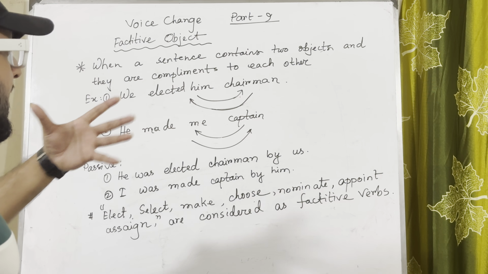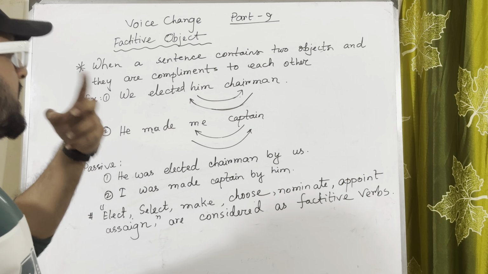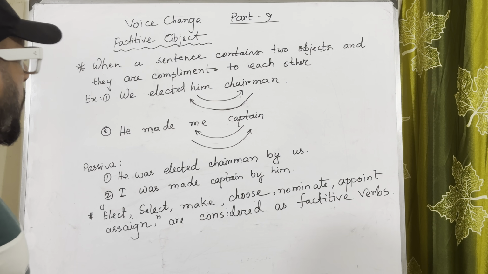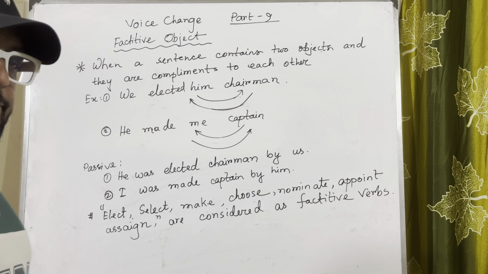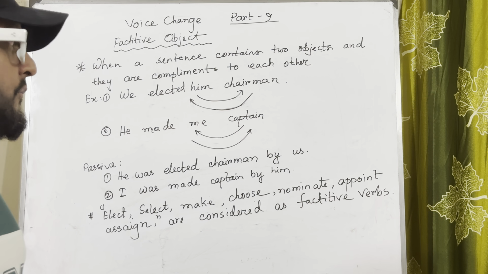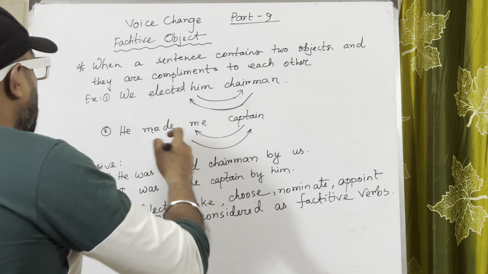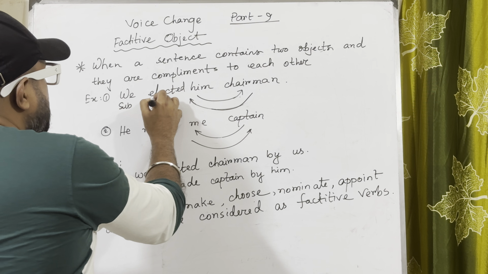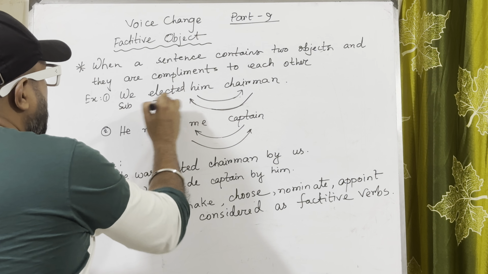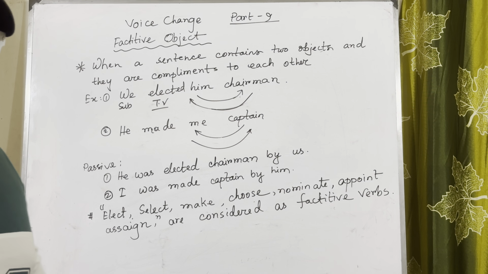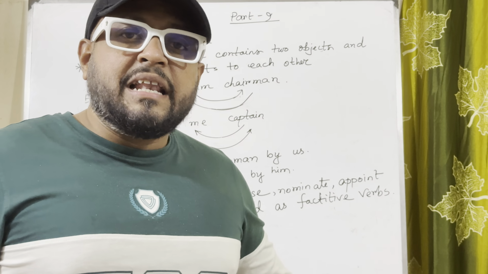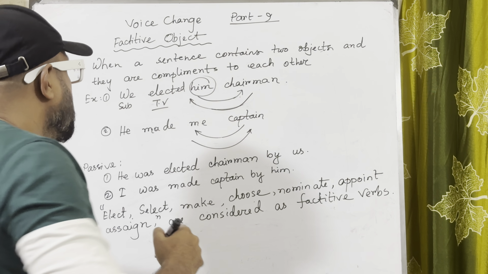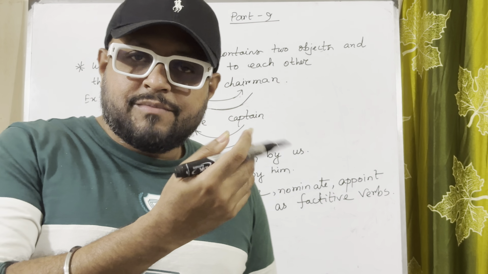So if you get the example, you will get it properly. Well, take example number 1. We elected. Forget about the remaining part. Think about it. We is the subject of the sentence. Elected is the transitive verb of the sentence. So, according to the rule, the transitive verb elect needs an object, and him is the object. We elected him. That's fine.